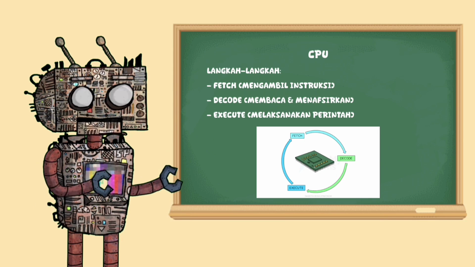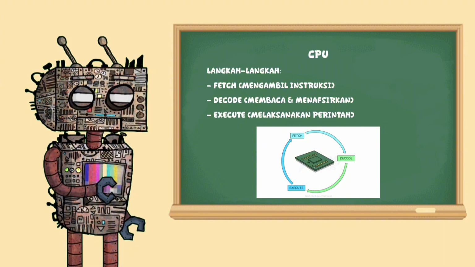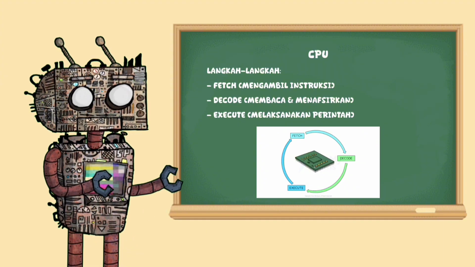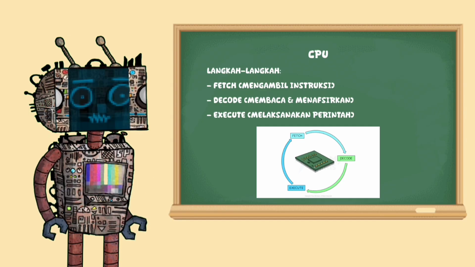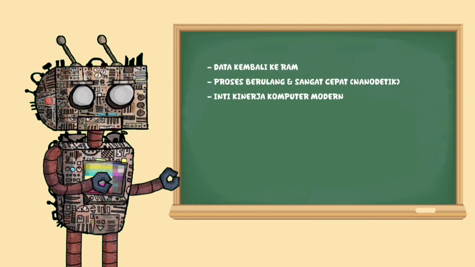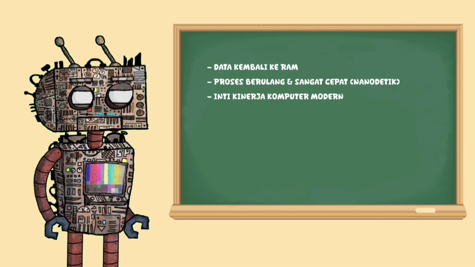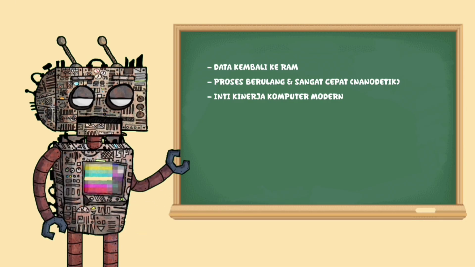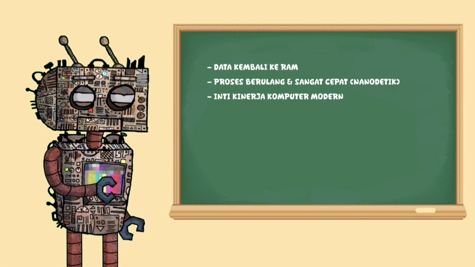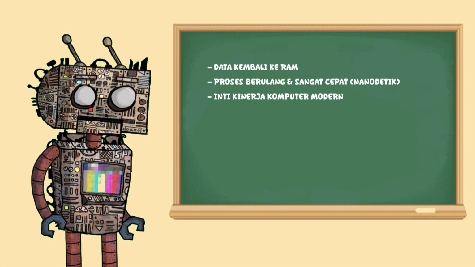From RAM, data is then sent to the CPU, the main processing center. The CPU works through the important steps: fetch, which is retrieving instructions from RAM; decode, which is reading and interpreting the instruction; and execute, which is carrying out the commands. After the CPU completes its task, the processed data is returned to RAM as a temporary result. This process occurs continuously, repeatedly.